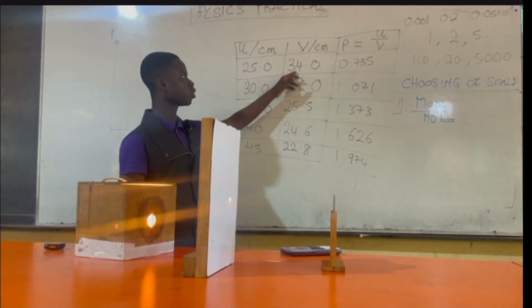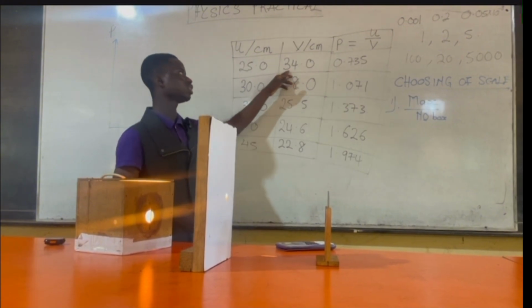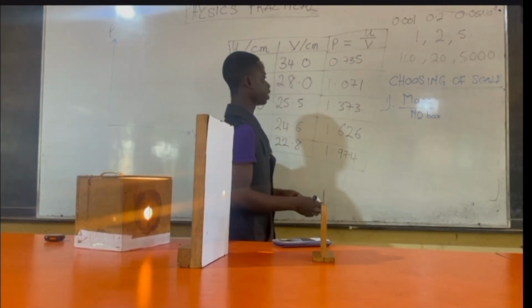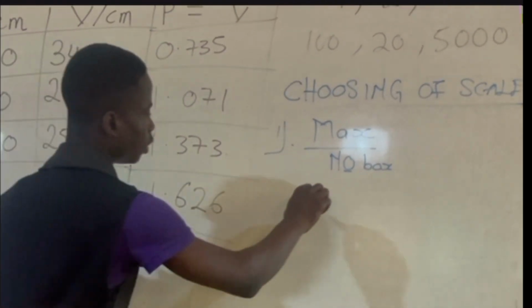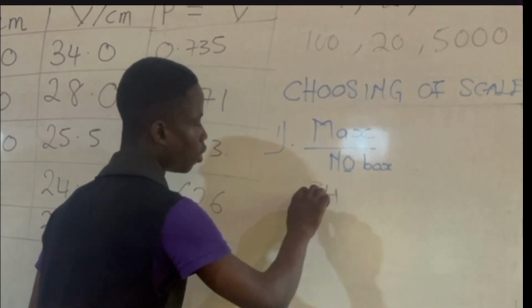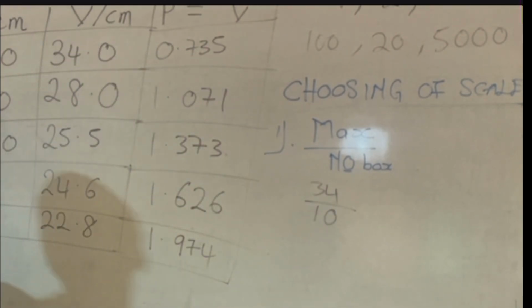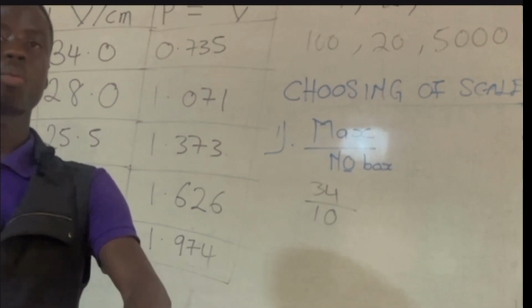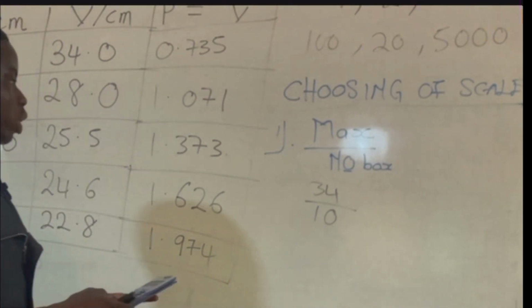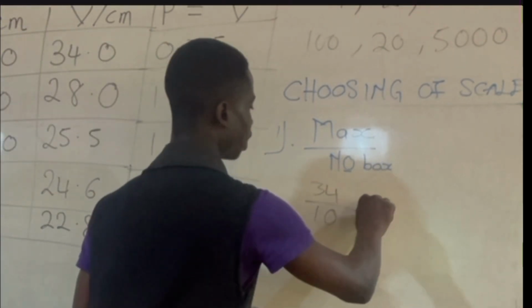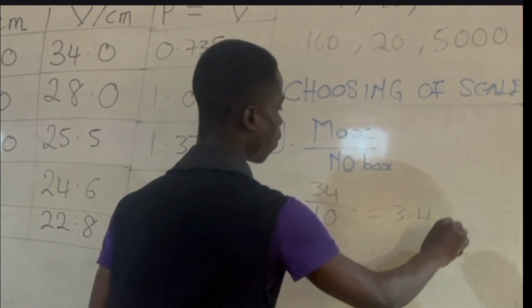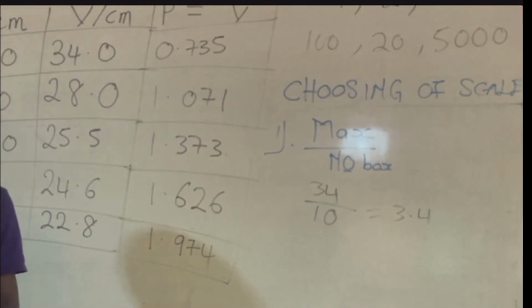Over here, our maximum value is 34.0. We take 34.0 divided by 10 boxes. So we are working with 10 boxes. That's on the horizontal axis. We just have 10 boxes. And when you divide, you have 3.4 as your scale.